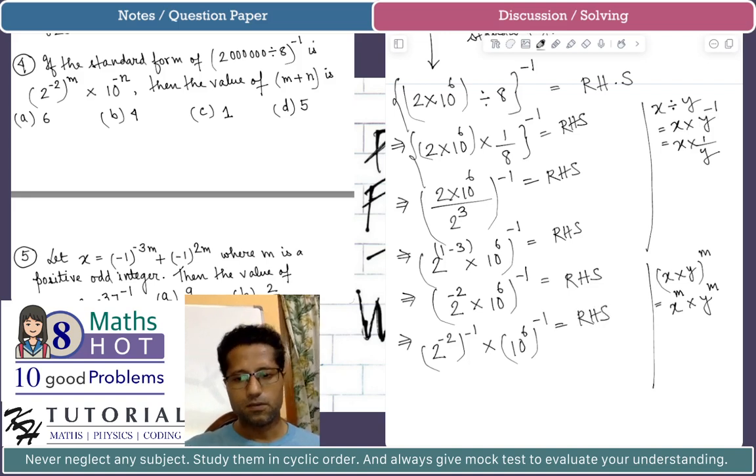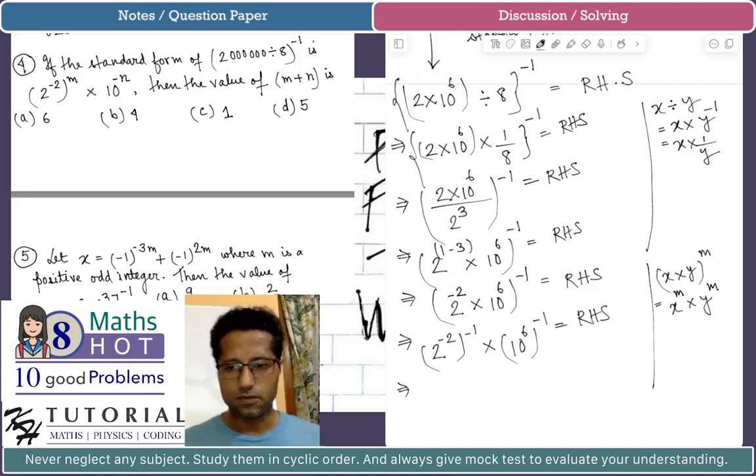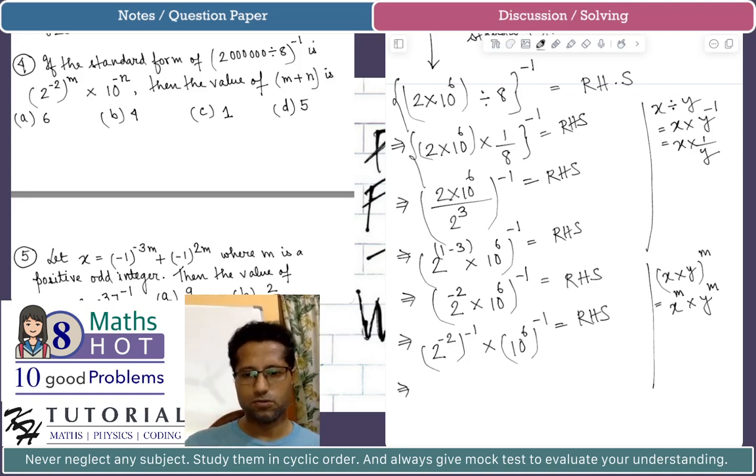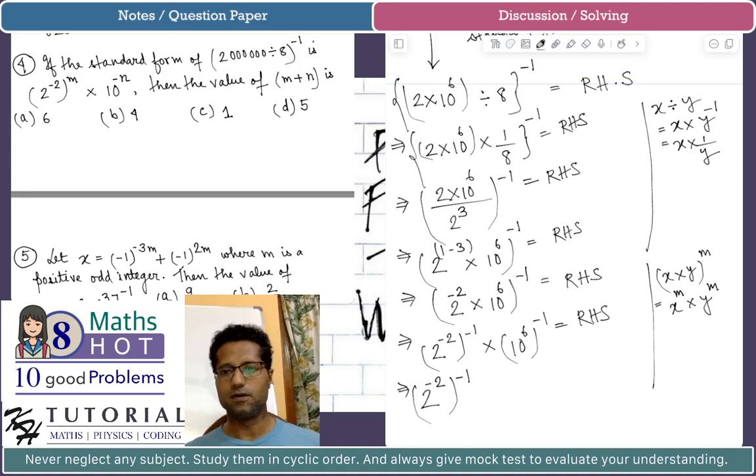The left hand side is a product of exponential terms. The first exponential term is 2 to the power minus 2, and that whole raised to the power minus 1. Let it be in this form, because on the right hand side we can see the term 2 to the power minus 2 raised to the power m.